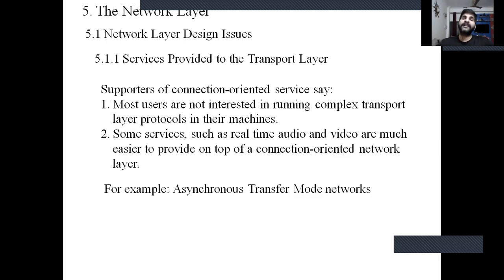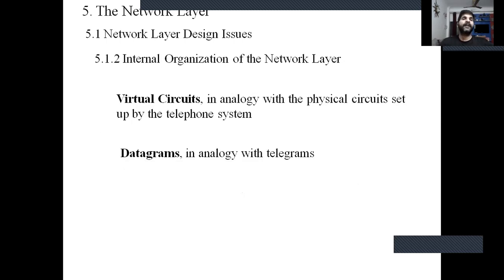Now, the service provided to the transport layer supporting connection-oriented service. Most users are not interested in running complex transport layer protocols on their machines. Some services such as real-time audio and video are much easier to provide on top of a connection-oriented network layer, for example, asynchronous transfer mode networks. The network layer is also organized as virtual circuit and datagram.